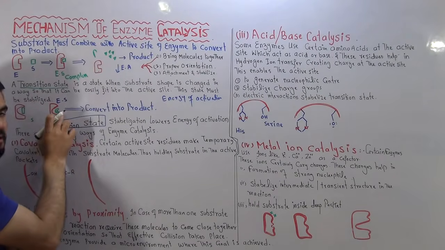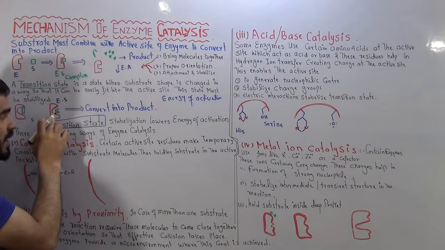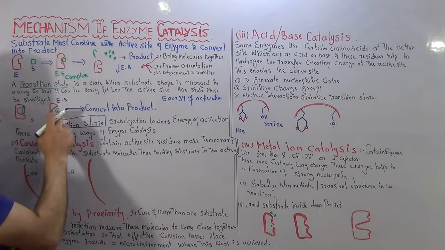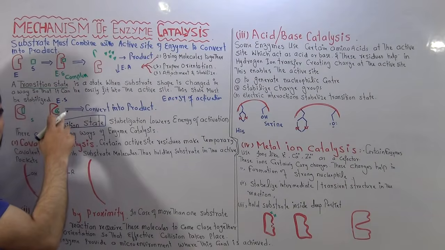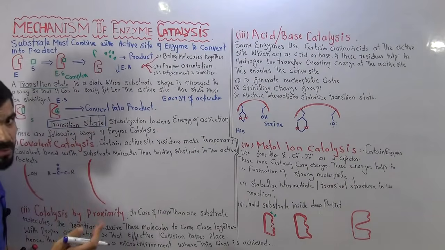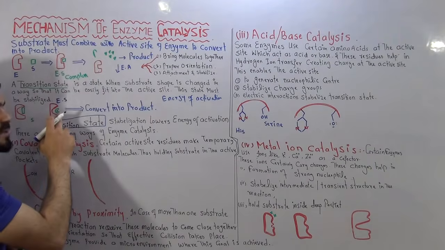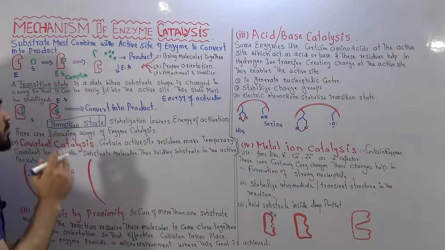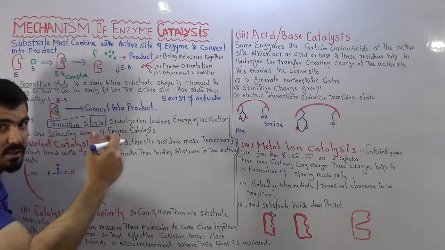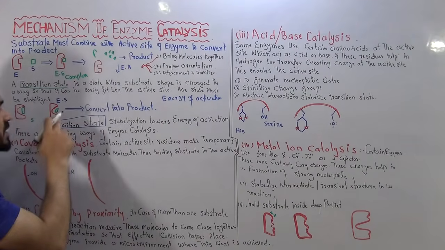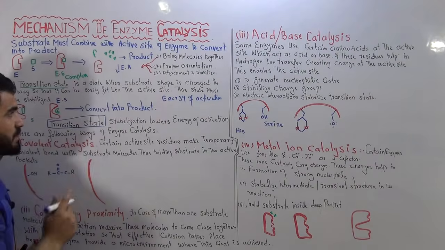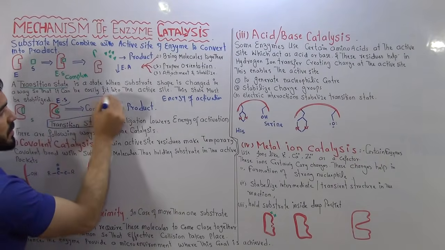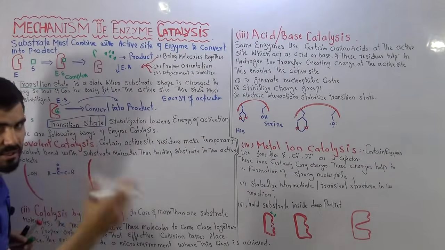And once the transition state is formed, it needs stabilization. Otherwise maybe the substrate molecule reverts back to its original position. So we need the substrate molecule to be in proper position and in proper shape so that the reaction could take place. So it needs what? It needs stabilization. And now here the enzyme substrate complex is converted into product. This condition is very necessary.